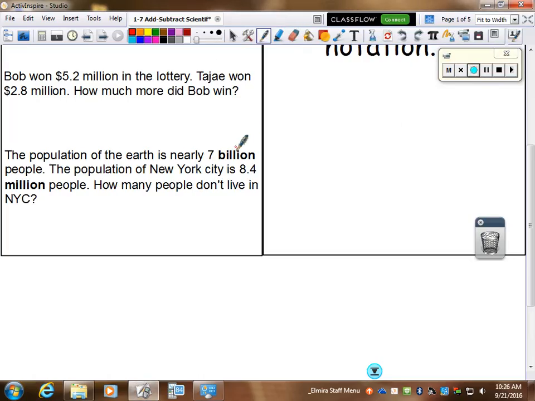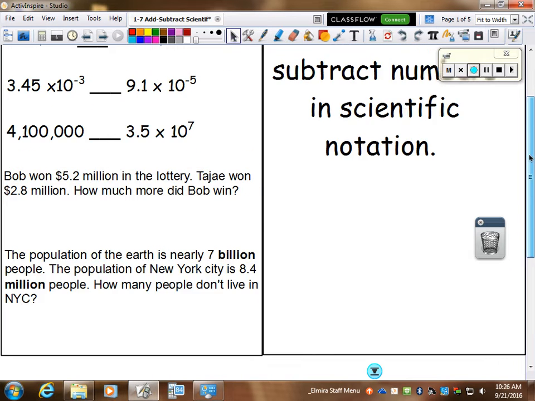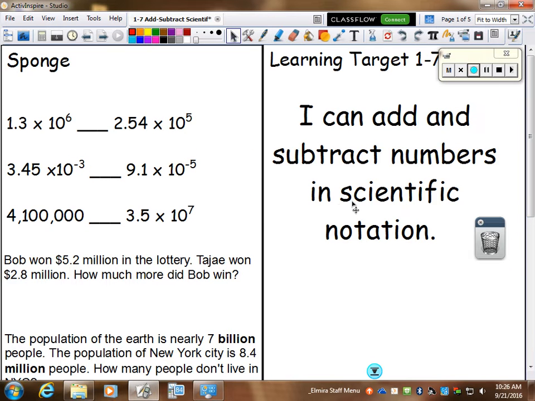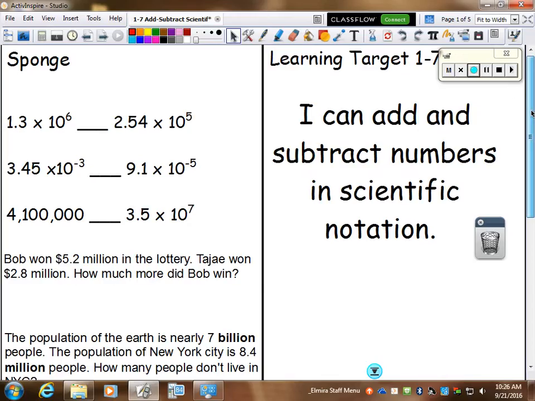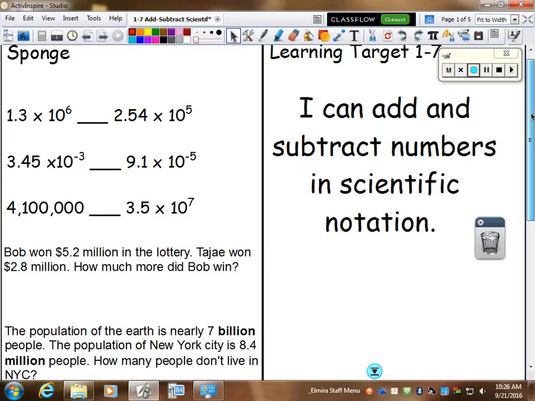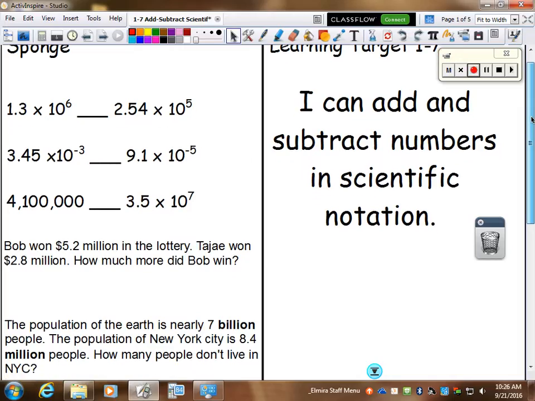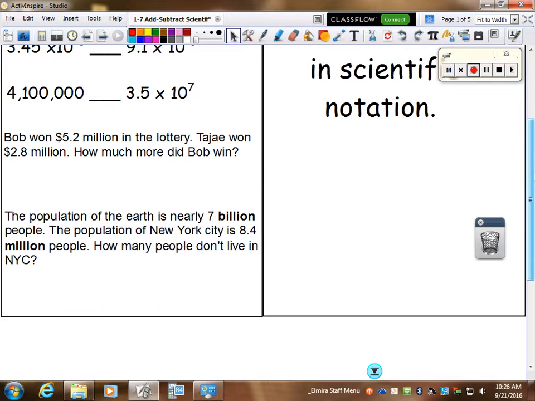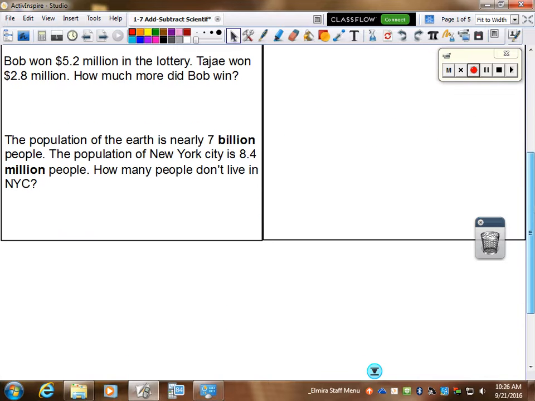Good afternoon. Today's lesson 1-7 is on adding and subtracting numbers in scientific notation. Okay, the sponge or entrance ticket or whatever you want to call it, warm up, the top part of it is the wrong one, but the bottom part of it really ties into today's lesson in a realistic way.